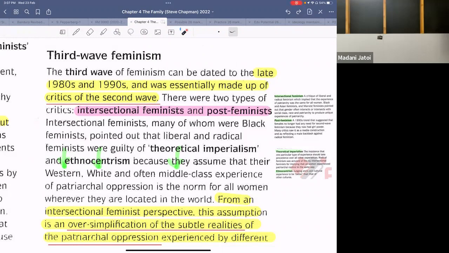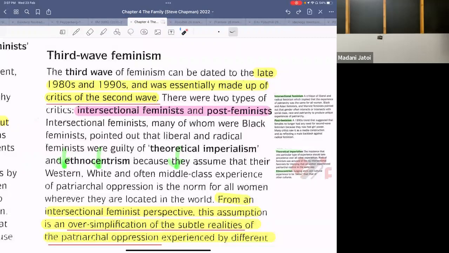Right? So let's speak about intersectional feminism first, so that things are clearer to you, and then we move on towards post-feminism. Clear? So there were two types of critiques: intersectional feminists and post-feminists. Intersectional feminists, many of whom were Black feminists, pointed out that liberal and radical feminists were guilty of theoretical imperialism, the idea that one set of ideas is somewhat superior or better than the others. The experience of one is somewhat superior to the other.